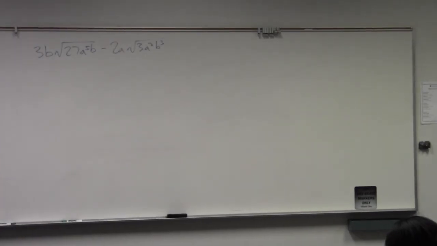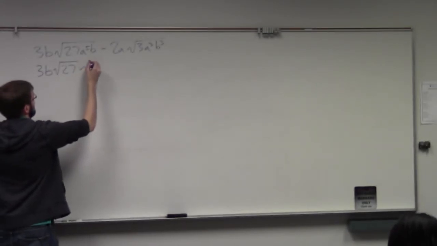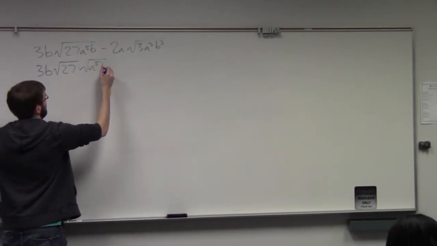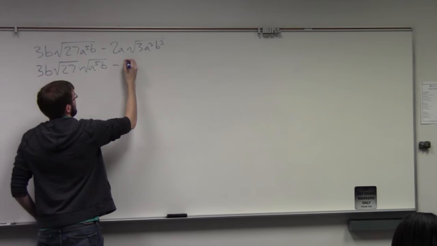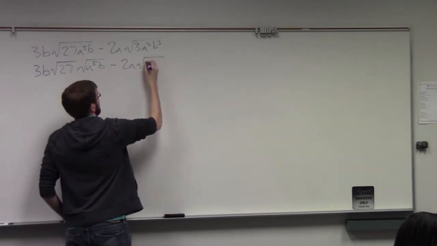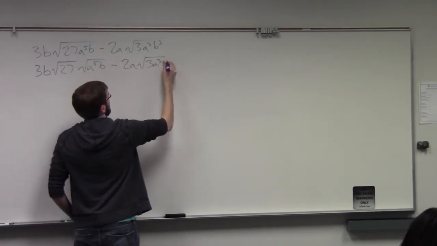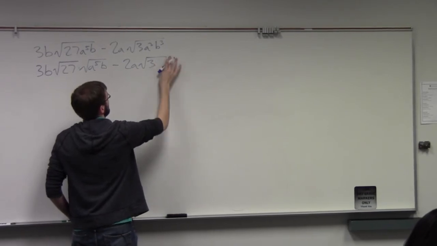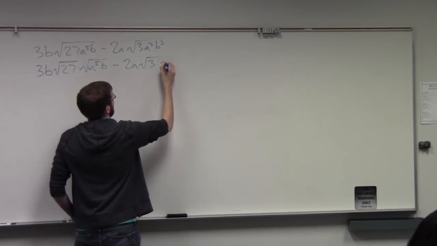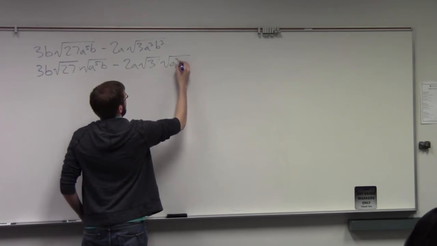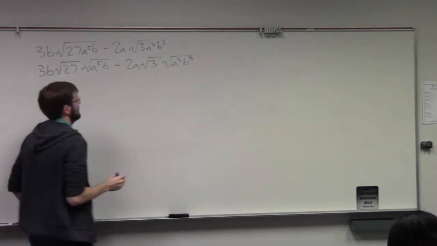All right. So this one, let's do the same thing we did before. Let's separate the numbers and the letters. I'm going to try and write a little smaller here so we can have some room. So here's 27, here's a to the 5th b, minus 2a square root of 3, a cubed, b cubed. We want to do the letters and the numbers.